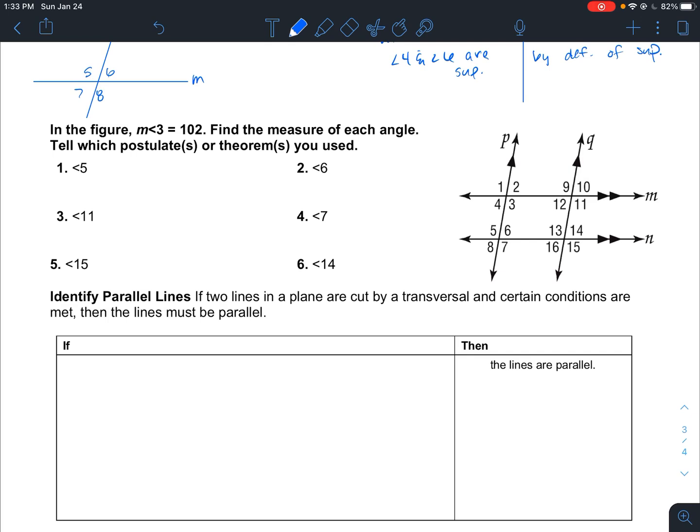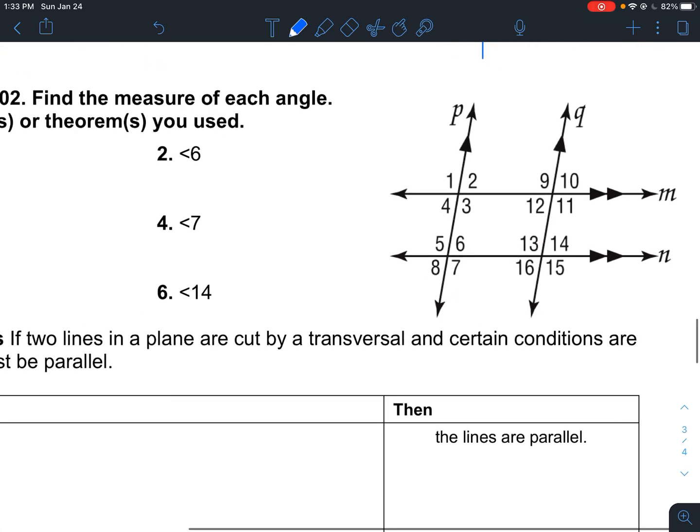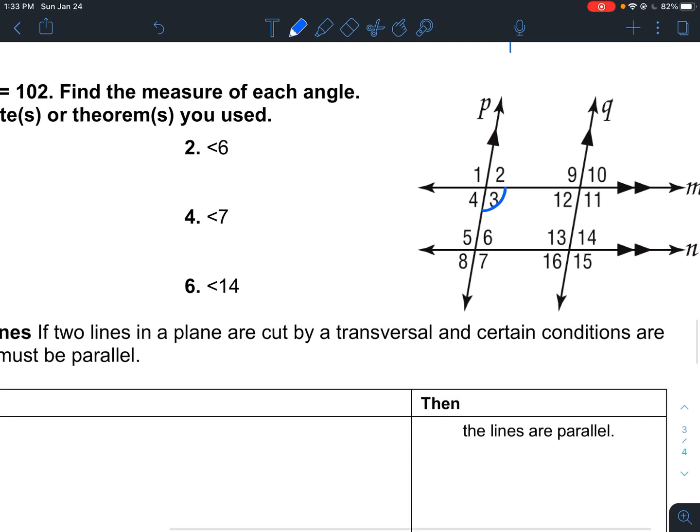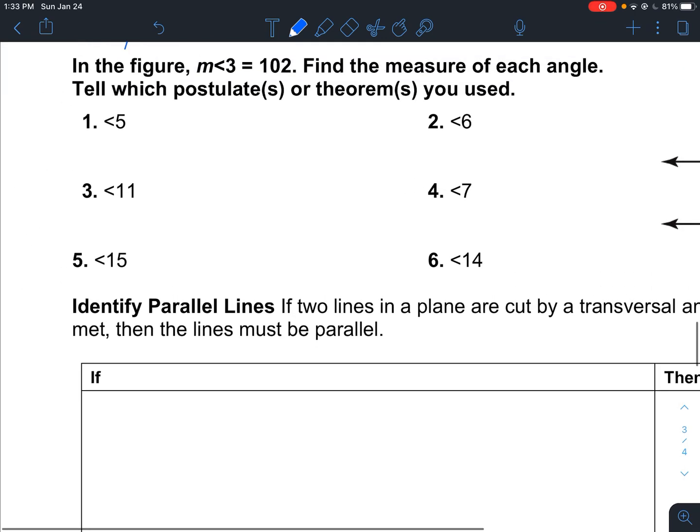It says in the figure, measure of angle 3, so that's this angle right here, is equal to 102 degrees. And it wants us to find the measure of each of these angles, 1, 2, 3, 4, 5, and 6, and to tell which postulate or theorem we used.